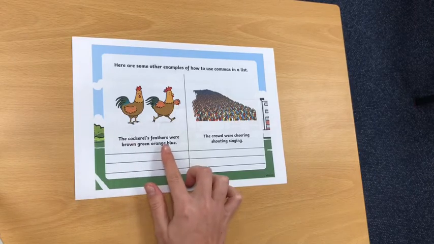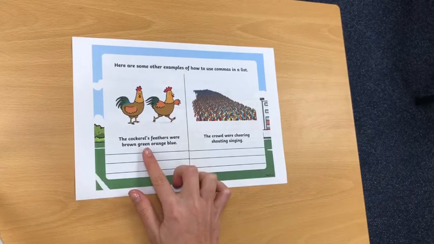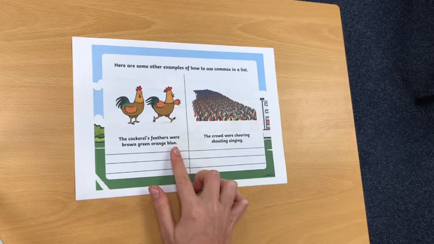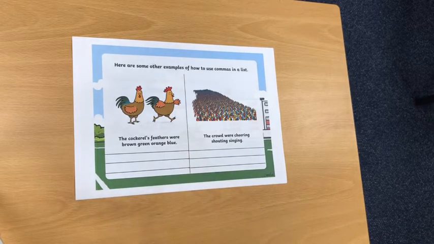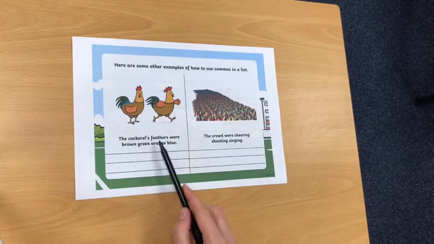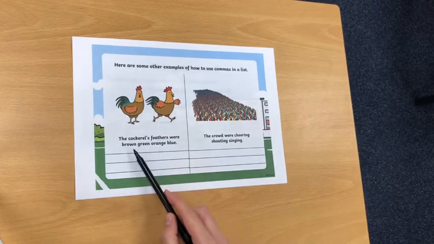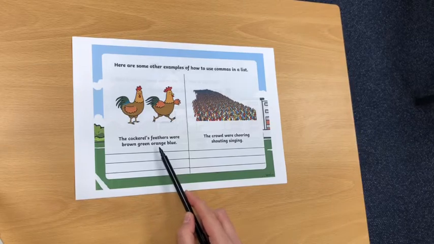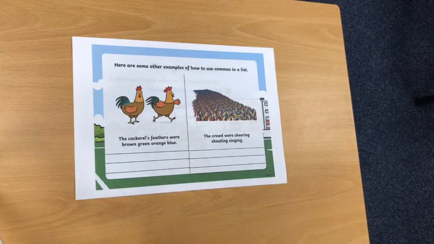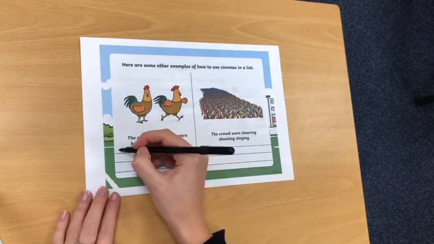The cockerel's feathers were brown, green, orange, blue. Can you talk with your grown-up what that sentence needs to have in it? So let's say the sentence together. The cockerel's feathers were brown, green, orange and blue. So I'm going to write this sentence out.